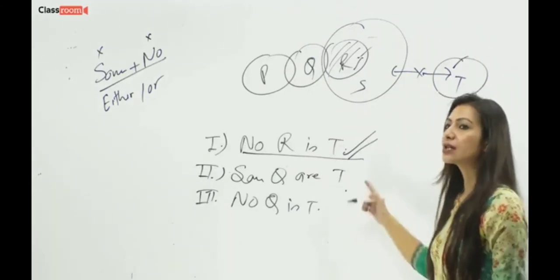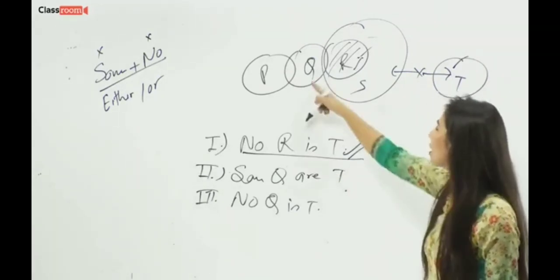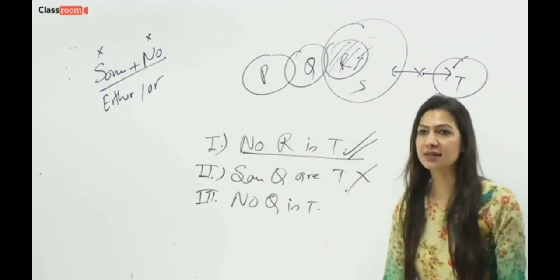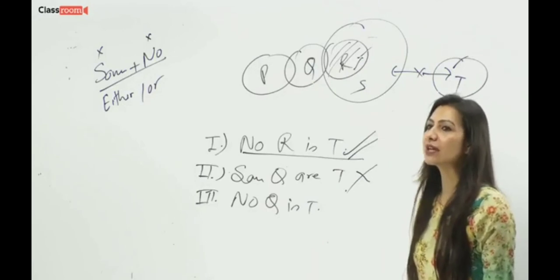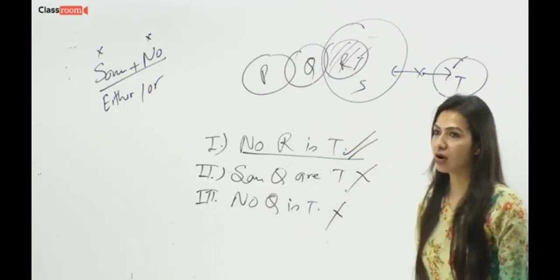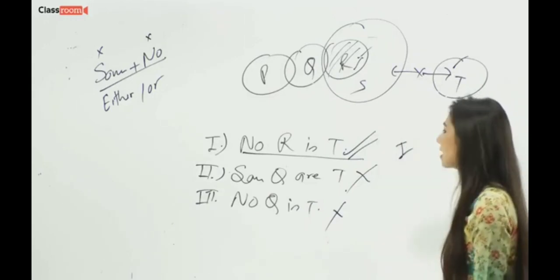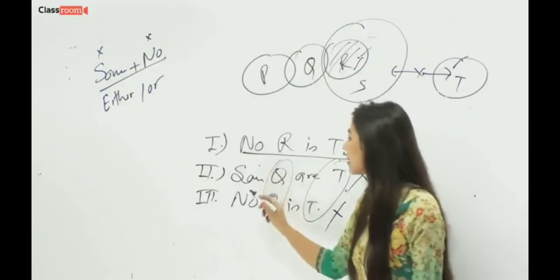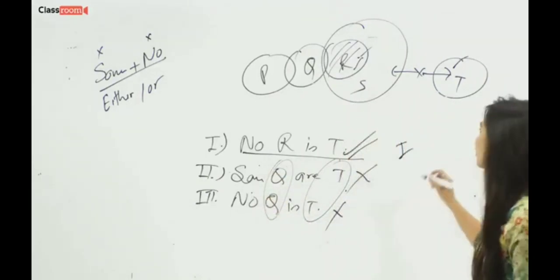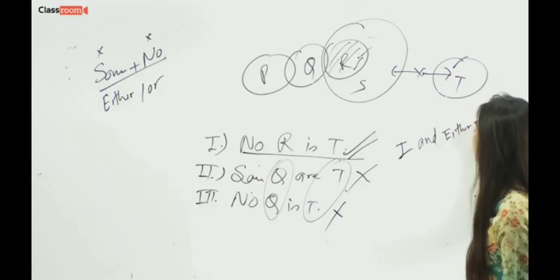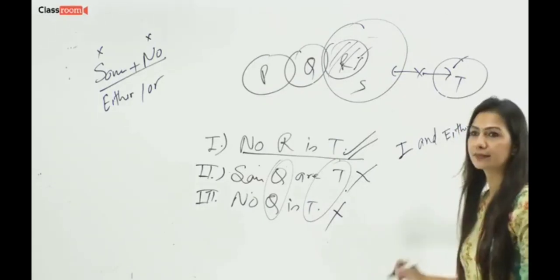Second one is some QRT. Some QRT will be correct only if there is sharing, but there is no such sharing. This is cancelled. The third one is no QST. It will be correct if there is a complete cross between Q and T, which is not visible. So this is again wrong. But what happened? First surely is correct. We notice that we are talking about the same subject and object with some and no condition, so it will make a complementary pair. Our answer will become first and either second or 3.